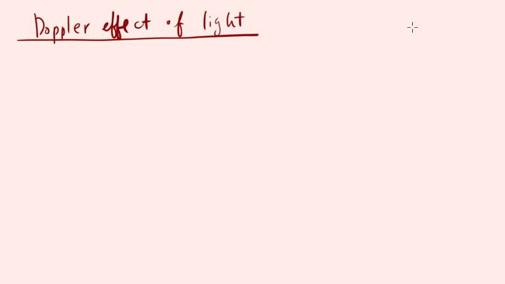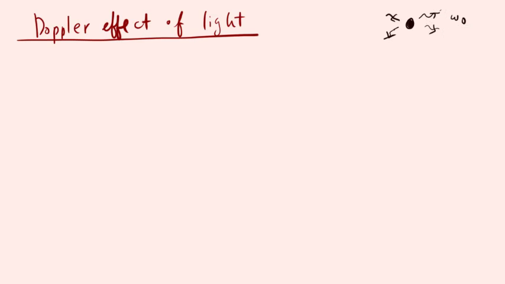So let's set up the problem here. Let's say that there is a radiation source which emits light of a certain frequency, omega 0. So that omega 0 would be the true frequency of this light, because this radiation source is at rest, and then it's radiating frequency omega 0.